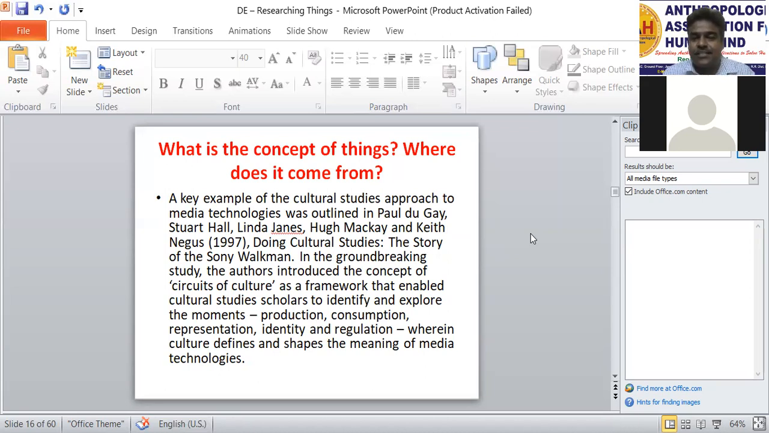Doing Cultural Studies: The Story of the Sony Walkman. In this groundbreaking study, the authors introduced the concept of circuits of culture as a framework that enabled cultural studies scholars to identify and explore the movements, production, consumption, representation, identity, and regulation, wherein culture defines and shapes the meaning of media technologies.